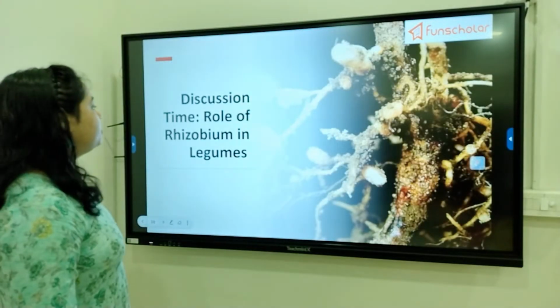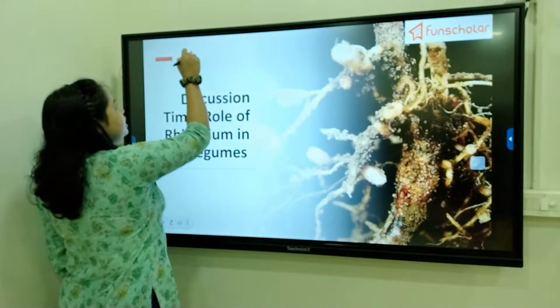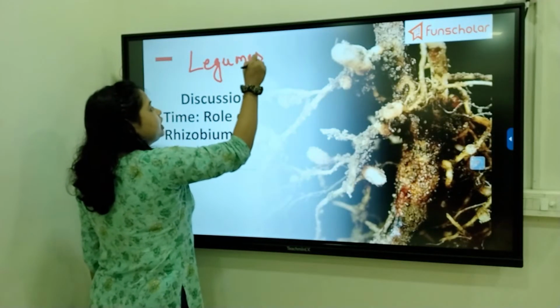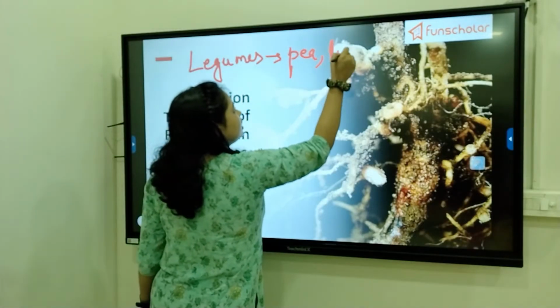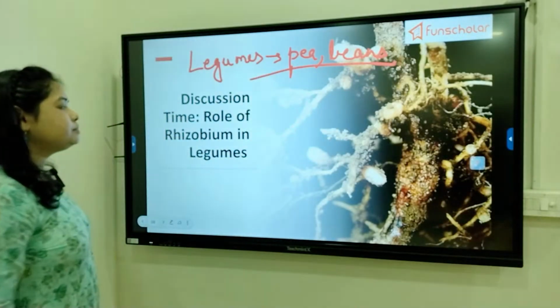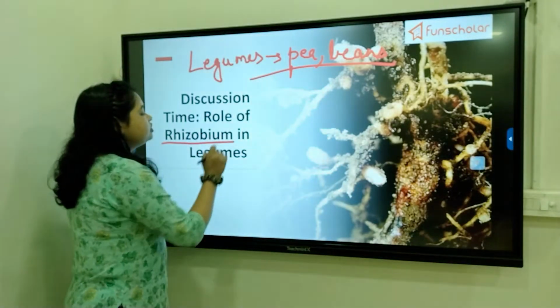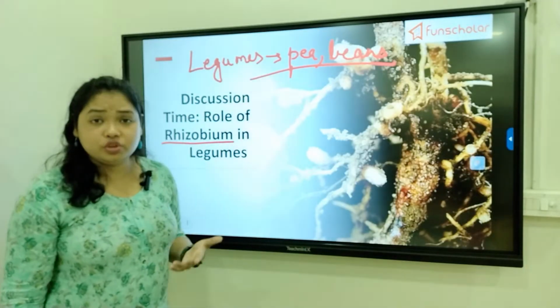Now let's discuss a bit about the leguminous plants. So what are leguminous plants? They are also known as legumes. Examples are pea plant, beans plant. So leguminous plants contain nitrogen fixing bacteria called the rhizobium in their root nodules.